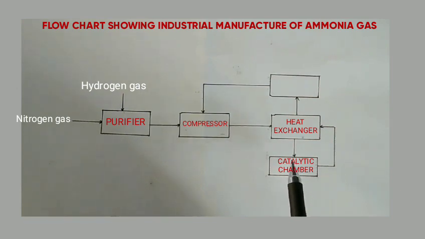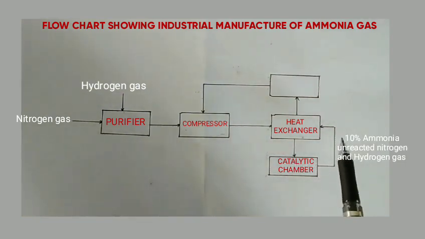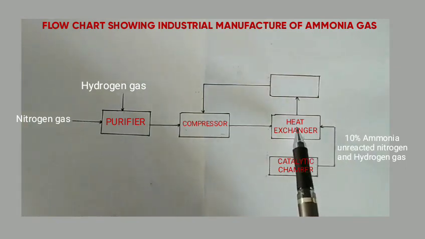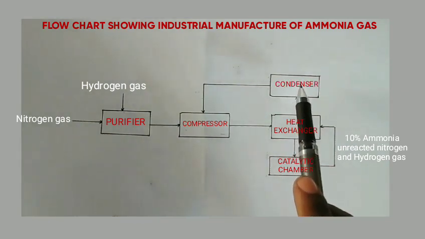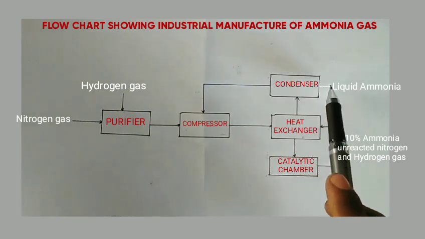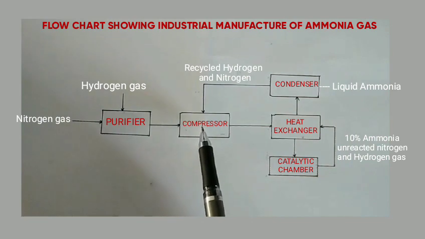We have about 10% of ammonia produced, which is pumped back with the unreacted hydrogen and nitrogen to the heat exchanger for cooling. Then after cooling, it is taken to the condenser, where it is liquefied to form liquid ammonia, which is stored in cylinders. The unreacted hydrogen and nitrogen are pumped back to the compressor.